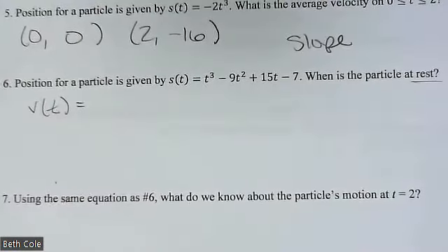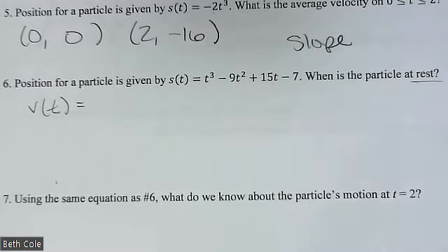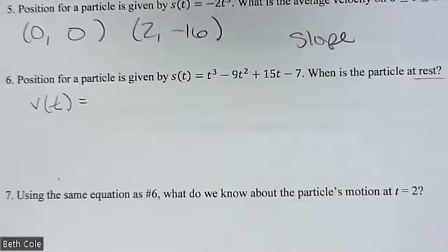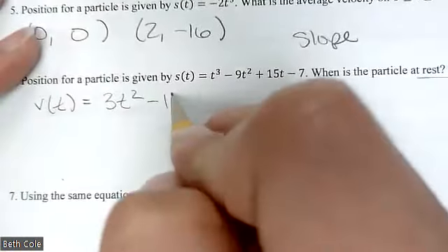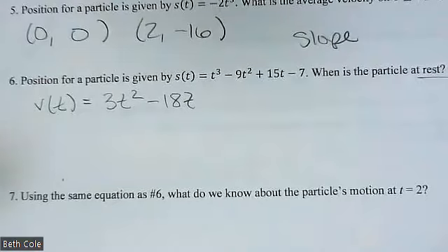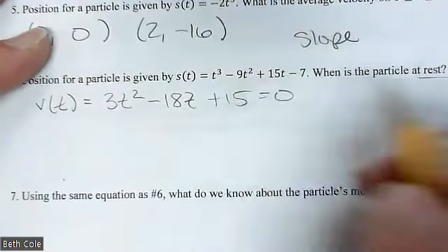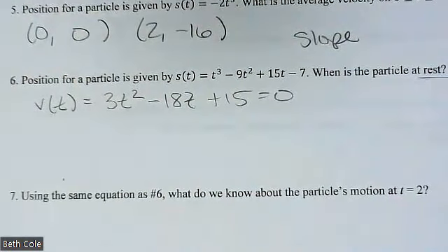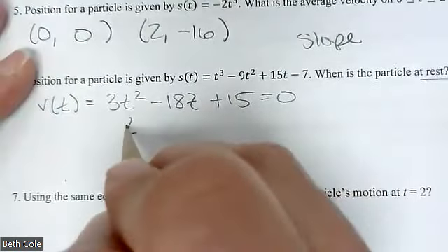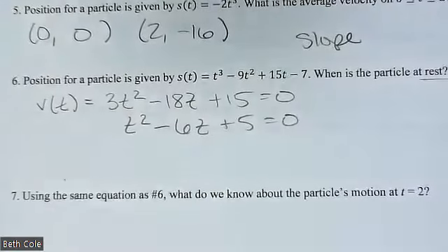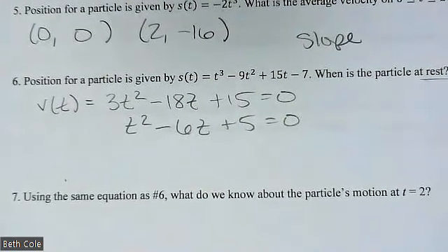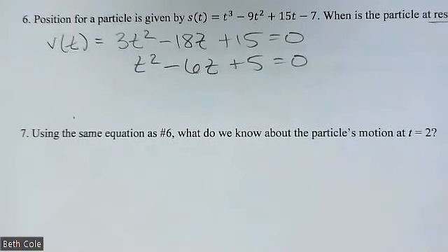This is heavy on the algebra, not really so much the calculus. The only calculus is finding the derivative. After that, it's all algebra. What's your derivative for that thing? 3t squared minus 18t plus 15. Those will all divide by 3. So that would be t squared minus 6t plus 5. Could you keep going? Like, okay. Times when your velocity is 0.